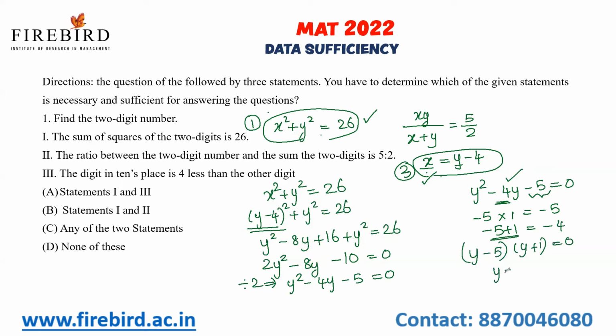If you solve this, y is equal to 5 and y is equal to minus 1. Minus 1 cannot be your answer, as a negative answer is not possible. So y is equal to 5. If y is equal to 5, x is equal to 1 based on equation 3. So your two-digit number is 15. Even if you solve the first equation and second equation, you can easily get the answer. By factorizing, you will get this answer easily. So with any of these two statements, you can get the answer.